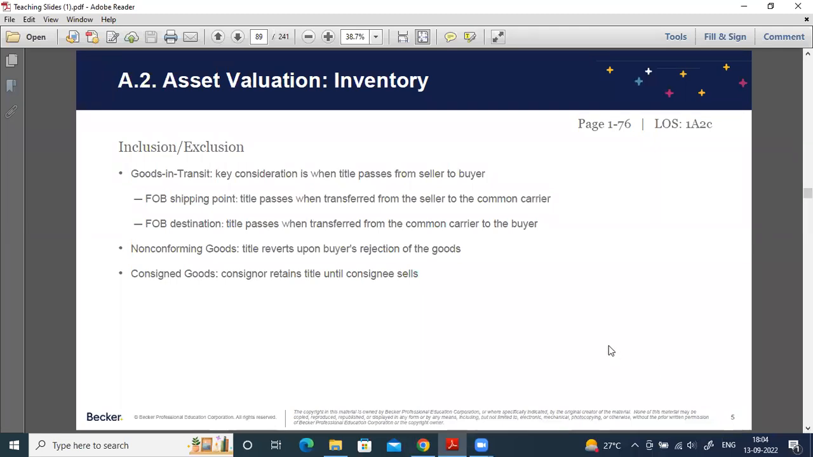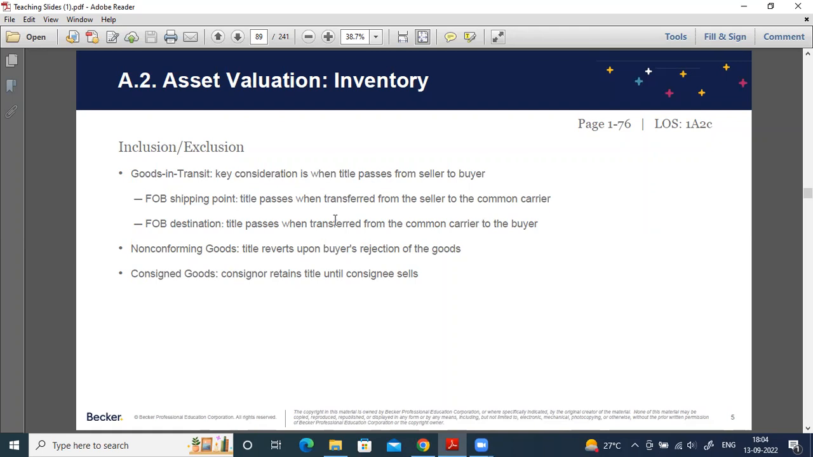Now, first we will be discussing some important elements in this, what we need to include and what we need to exclude when it comes to the inventory valuation. So the first one is goods in transit. Now, the key consideration is when the title passes from the seller to the buyer. So here, shipping point: title passes when the transfer is from seller to the common carrier, and destination: title passes when the transfer is from the common carrier to the buyer.